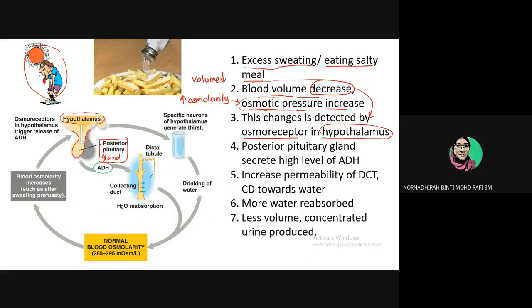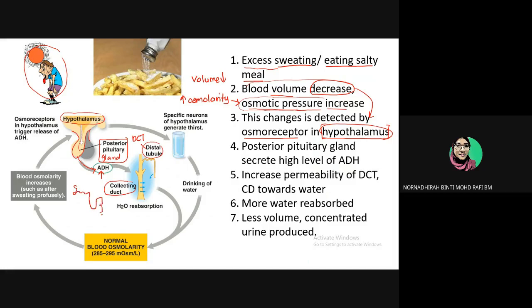Okay, so receptor dia apa dia? Hypothalamus. So hypothalamus akan send impulse to the posterior pituitary gland to secrete ADH, antidiuretic hormone. So dia akan secrete high level of ADH. So what will happen? ADH will go to the target tissue, which are collecting duct and distal tubule. Distal tubule ni adalah DCT tu, the second last of our nephron. Dia akan act on the last two part of our nephron.